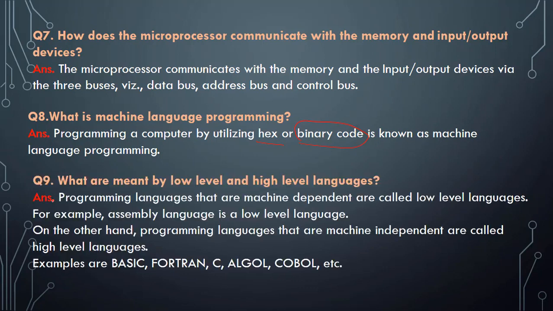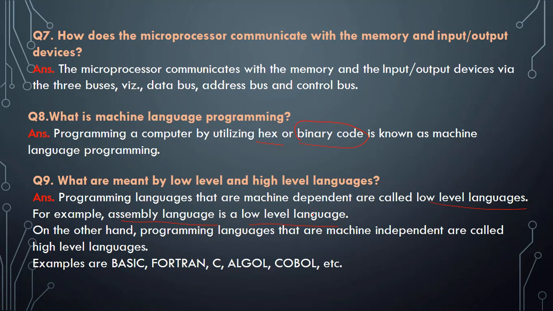What is meant by low level and high level languages? Programming languages that are machine dependent are generally called low level languages. For example, assembly language is a low level language. That means this code does not run on other machines.